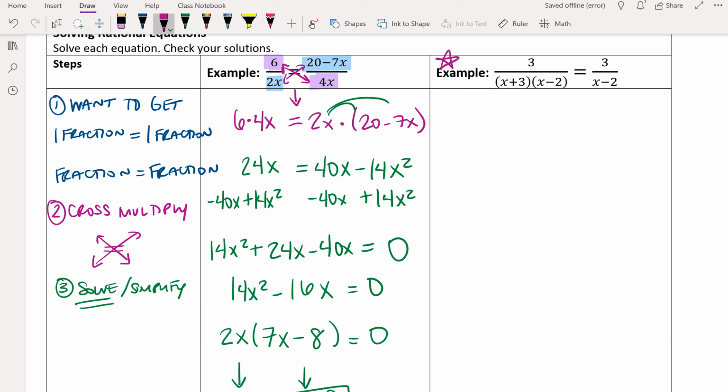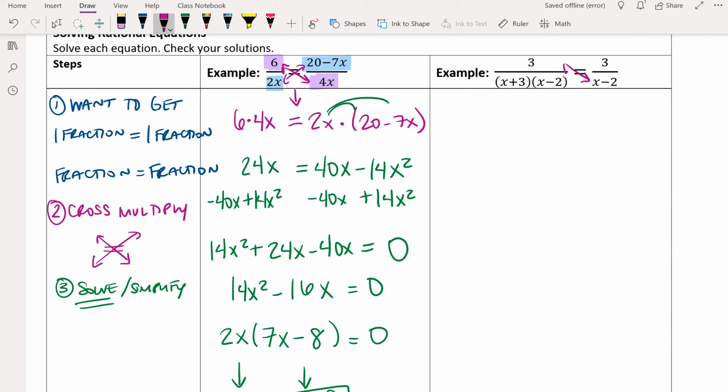We have 3 divided by x plus 3 times x minus 2 equals 3 divided by x minus 2. Let's check. Do we have the first step taken care of? Do we have a fraction equal to a fraction? Yes, we do. So now that we know we have a fraction equal to a fraction, we can move to step 2, cross multiply. So here we go.